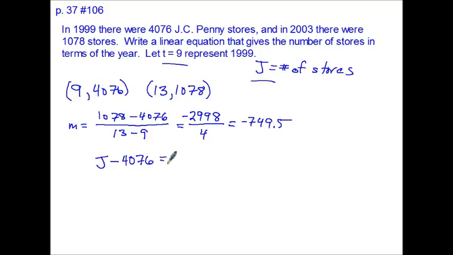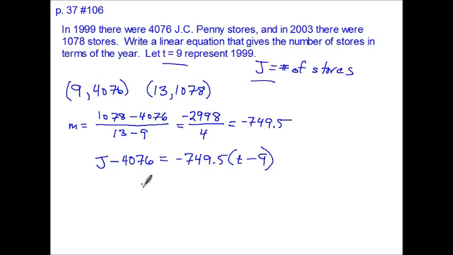Equals my slope, which is the negative 749, excuse me, 0.5. And then of course now it would be x minus x1, but again we're not using x, we're using t, so now it's going to be t minus, and then the time that goes with the 4076 is this 9. So I'm putting it right in there, closing it up. From this point, I'm not going to bore you with the steps, other than saying I would distribute the negative 749.5 and then add the 4076 to both sides.